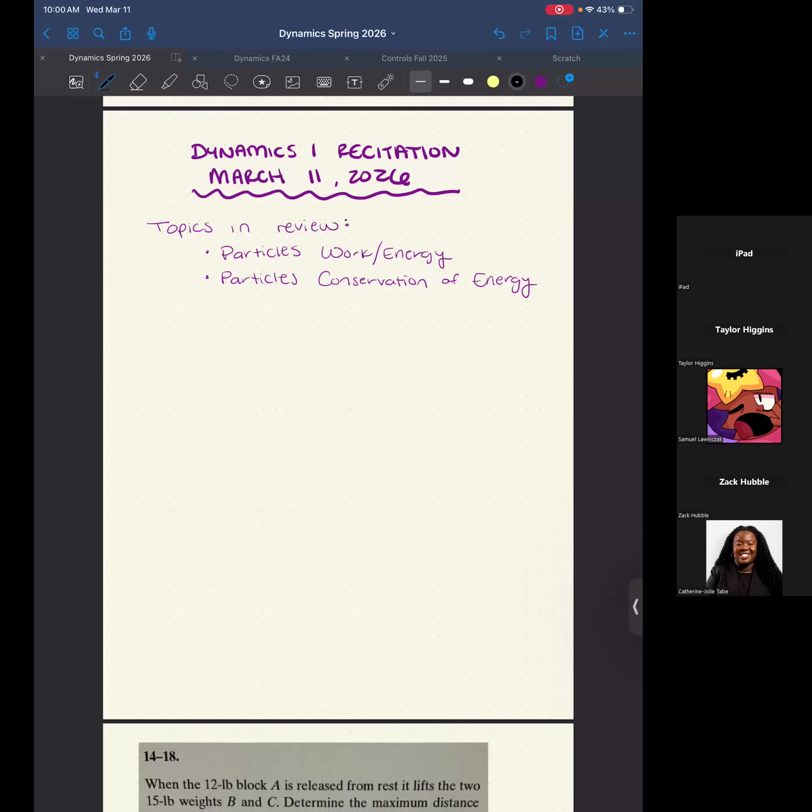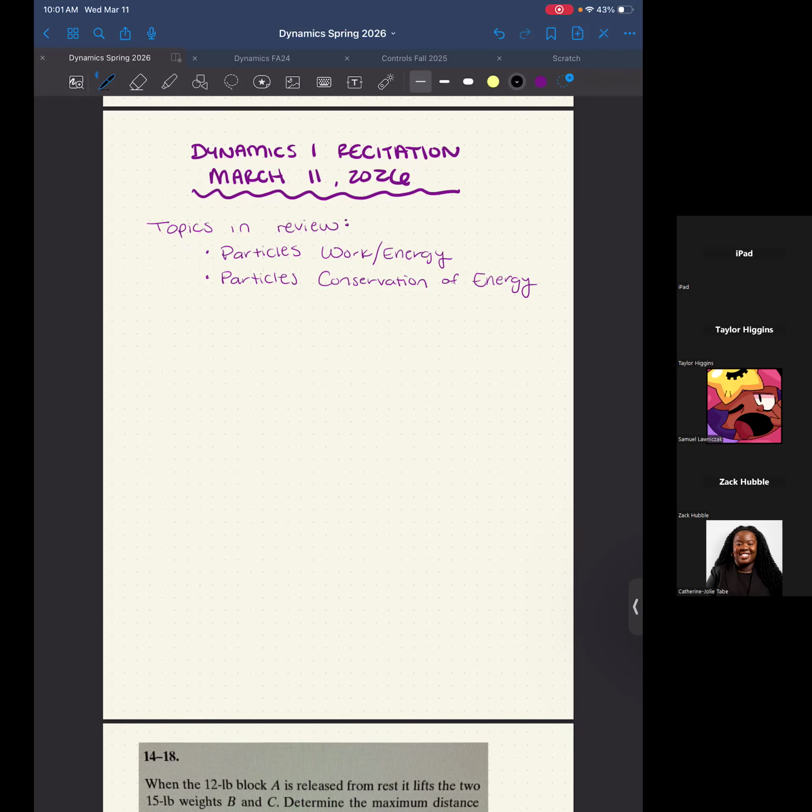Okie dokie. All right, so we have two topics to review today. We've got particles work energy and particles conservation of energy. I went over and over in class that work energy we can always use, but conservation of energy is the equation that we can only use if there are only conservative forces doing work on our system. So if you're unsure, maybe use work energy instead.